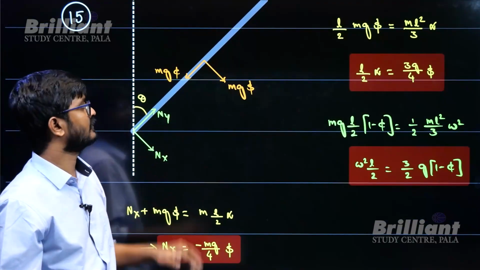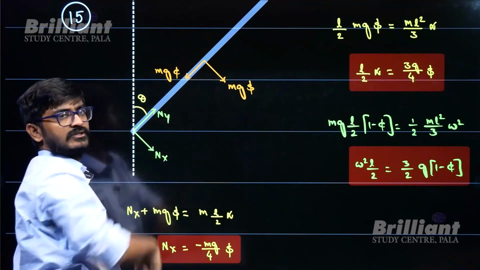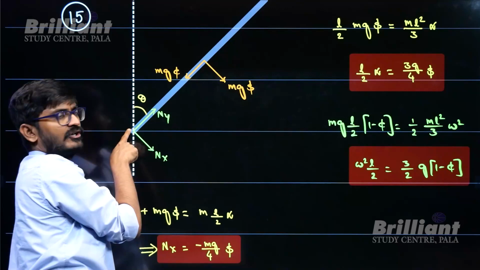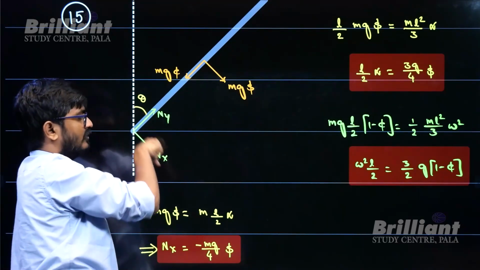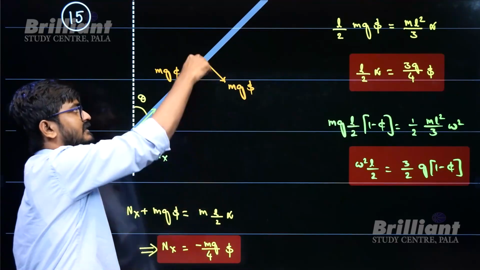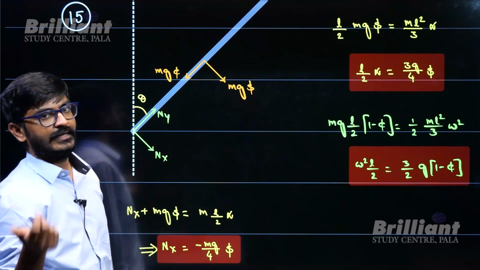And now how many forces will be there? Weight will be there. I have resolved the weight into 2 components, mg sin theta and mg cos theta. Apart from that, there will be normal reaction. I have taken it as having some ny component and nx component. I have taken this direction and this direction for easy understanding, because the center of mass will have tangential acceleration and centripetal acceleration.